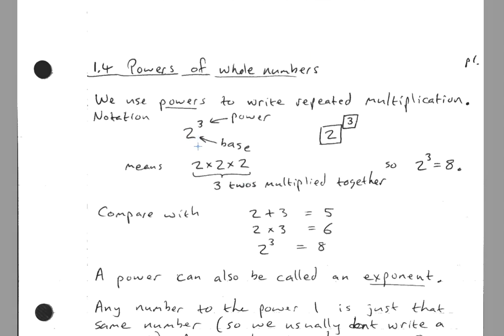So here we have 2 to the power of 3. We'll call 2 the base, 3 the power, or the exponent, fancier name. And it's written like this: 2 goes here, and then the slightly smaller 3, but make sure you move it up. Anyway, that means just 2 times 2 times 2, so you're multiplying 3 2's together. So 2 times 2 is 4, times 2 is 8.